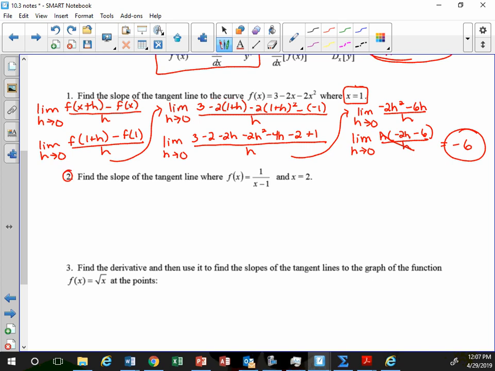So you're doing the same thing. You're finding the slope of the tangent line. I give you f of x, and I give you an x value.